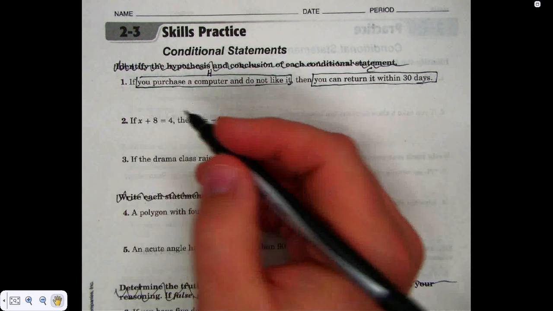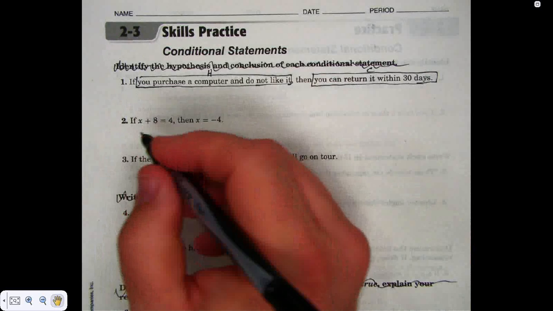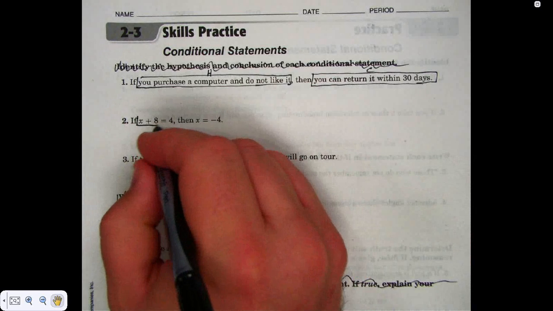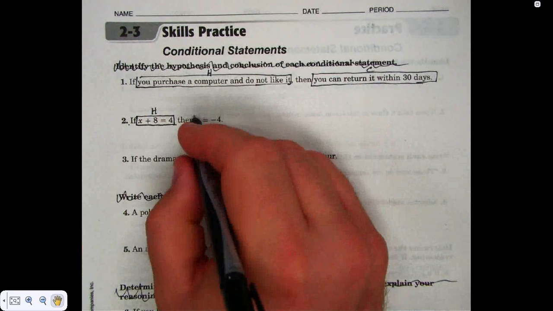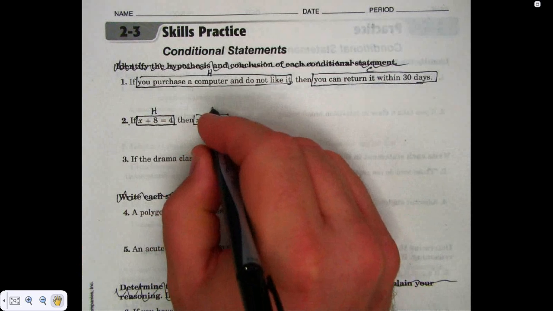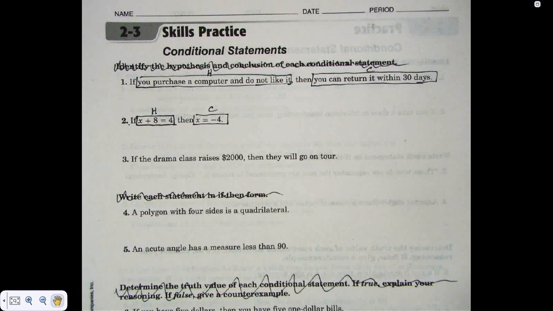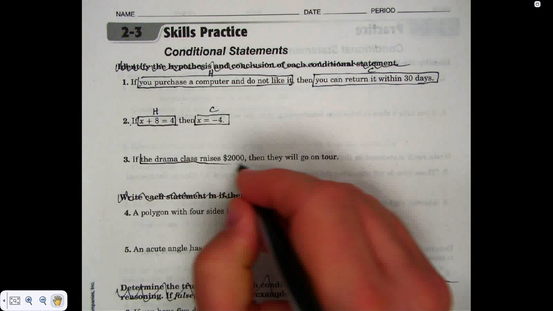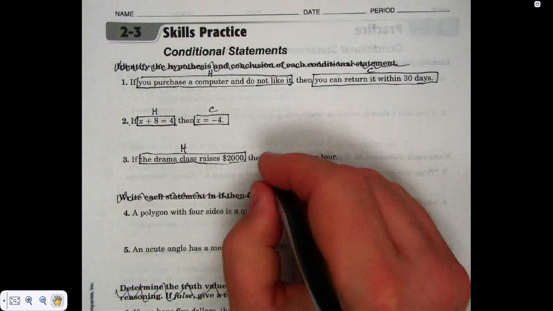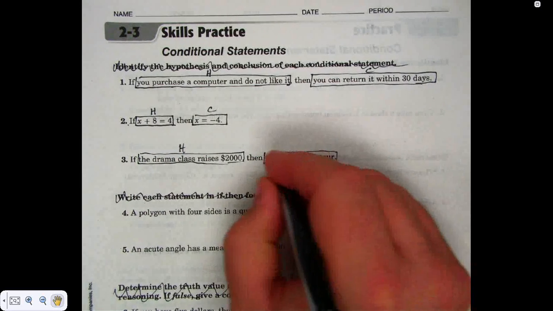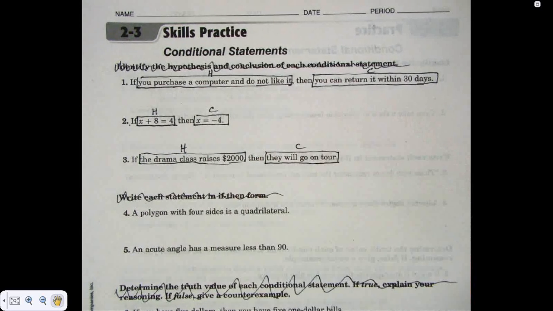On number 2, what's the hypothesis? So I would box that in. I don't box in the if, do I? And that would be what? So this is what I should be looking at when I look at your paper, isn't it? Yep. Except instead of being typed, yours will be written out. And you will have spaces between them so I can differentiate one from the other, please.